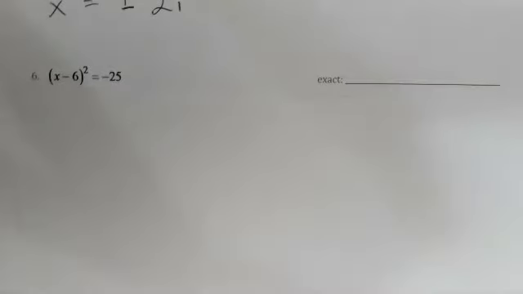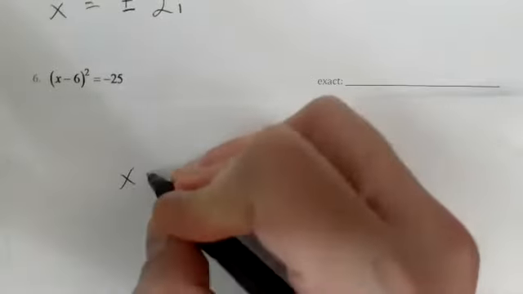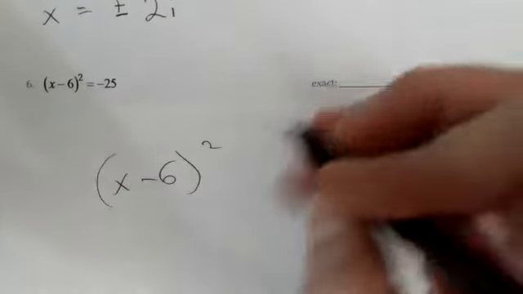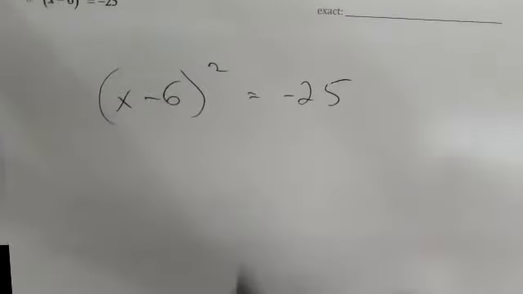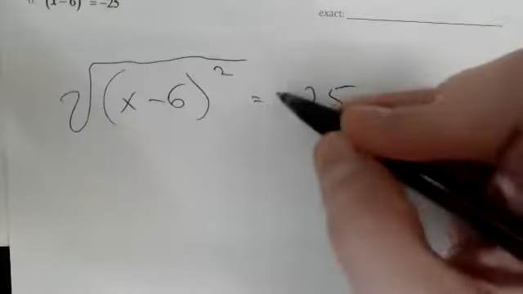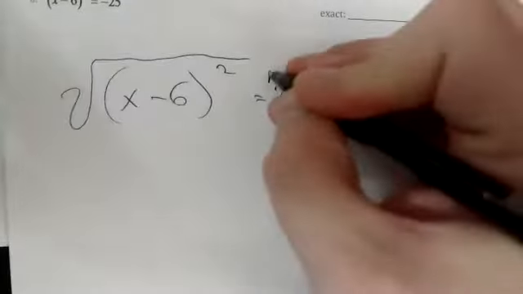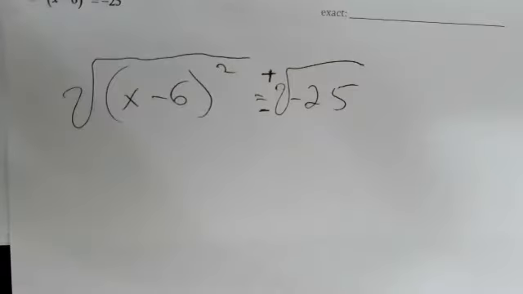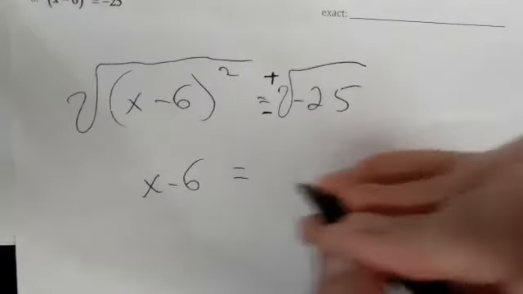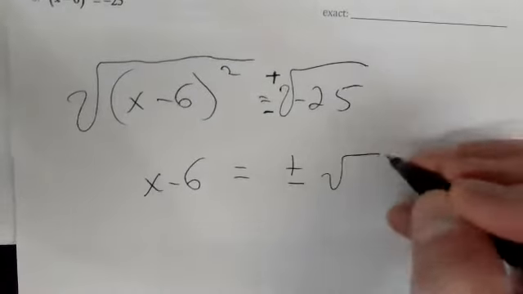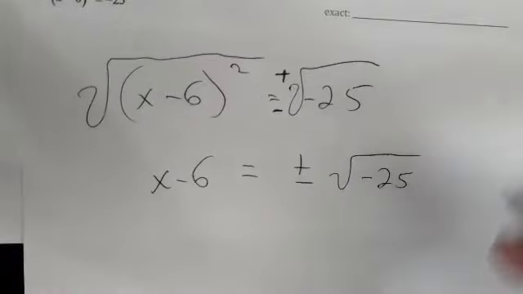So we have our square term. It is by itself, and it is equal to a negative number. So we're going to end up taking square roots of a negative on this one as well. If we have something like x minus 6 squared equals minus 25, I want to take a square root of both sides. But if I take a square root of this, I must put plus or minus in front. So this looks like x minus 6 equals plus or minus radical minus 25.